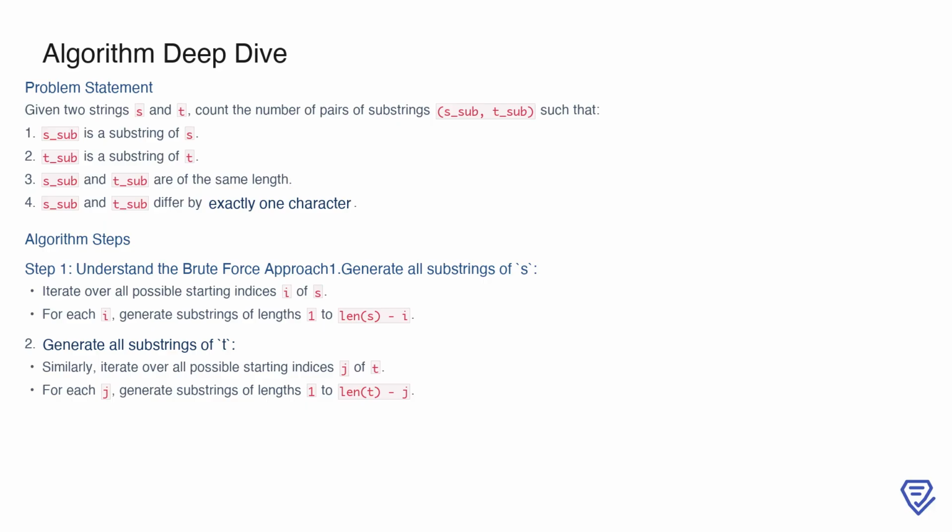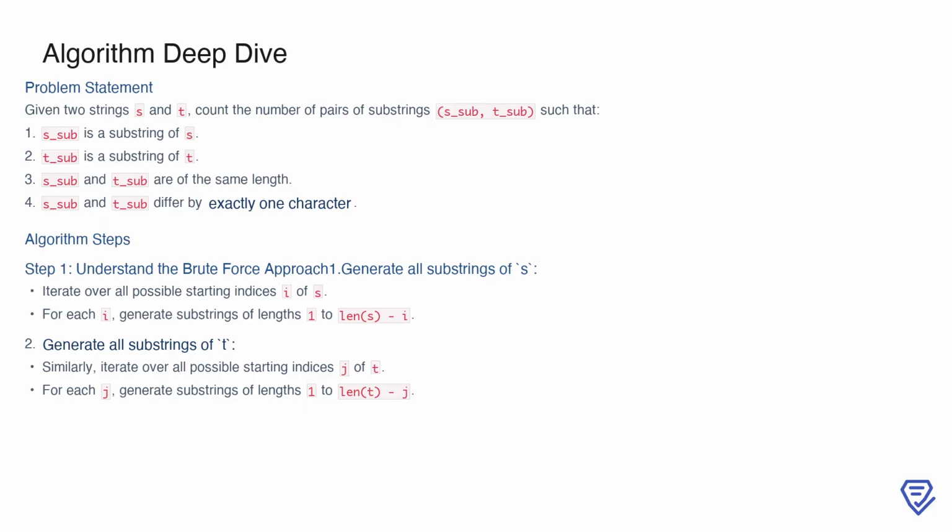In this problem, we are given two strings, S and T, and our task is to count the number of pairs of substrings, S_sub, T_sub, that differ by exactly one character. Specifically, each pair must satisfy four conditions. First, S_sub must be a substring of S, and similarly, T_sub must be a substring of T. Second, the substrings must have the same length. Third, we compare the characters of S_sub and T_sub at each position, and only pairs with exactly one differing character are valid. Now, to approach this, let's start with the brute force method.